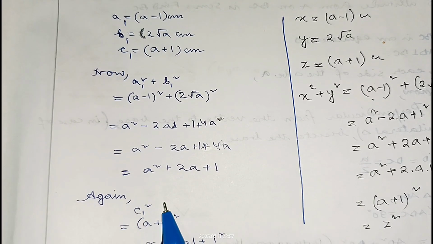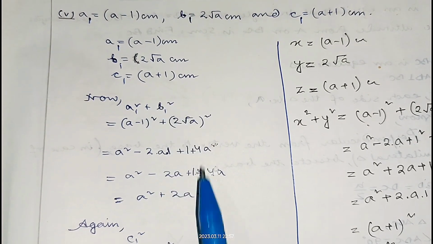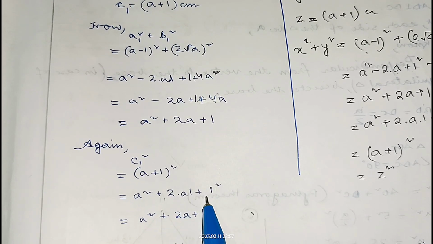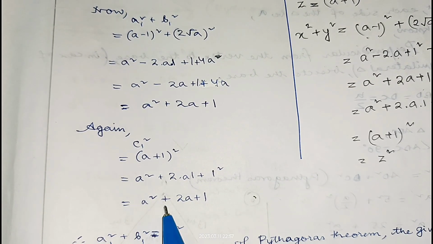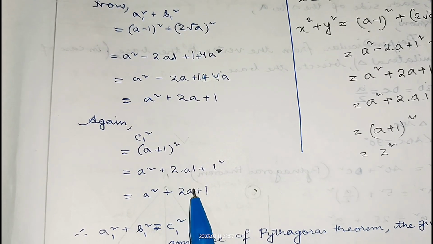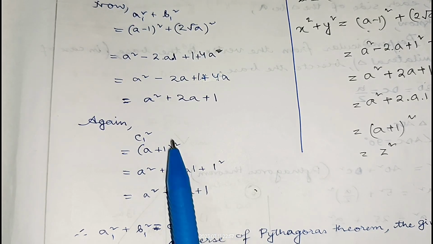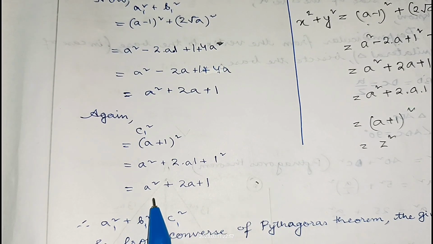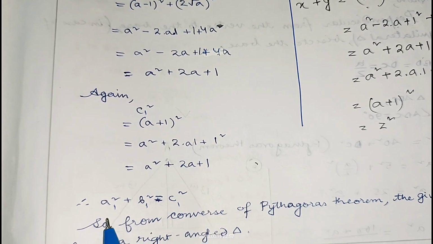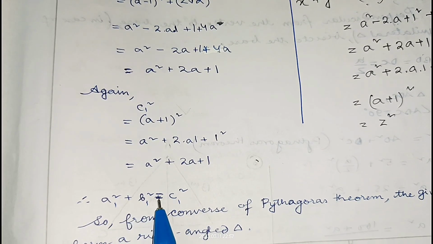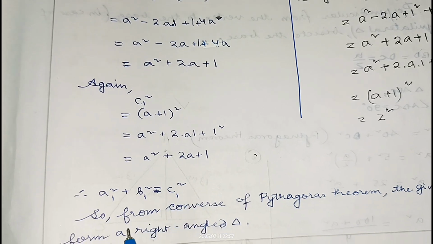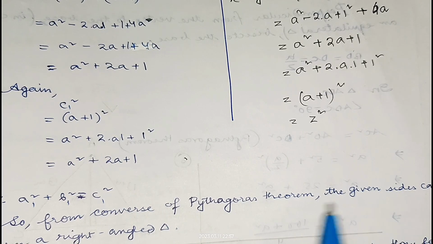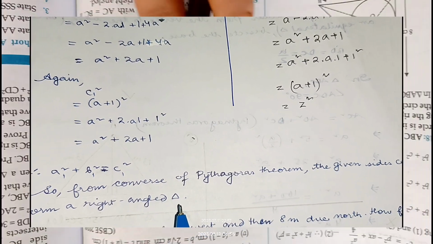Again, if I take c1 square, c1 we have considered a plus 1. So (a + 1) whole square is a square plus twice ab plus b square. So it is a square plus twice a into 1, it will be twice a plus 1. So here also we got a square plus twice a plus 1. We can write a1 square plus b1 square equal to c1 square. So from the converse of Pythagoras theorem, the given sides can form a right angled triangle.